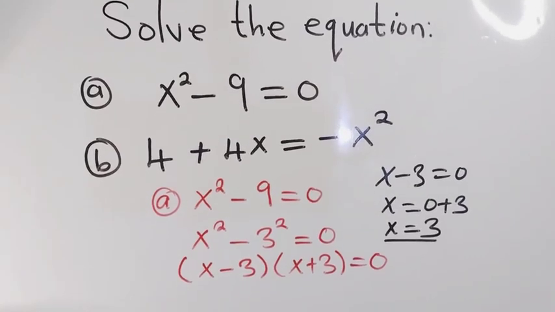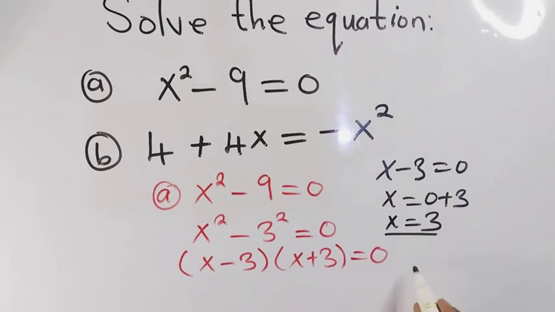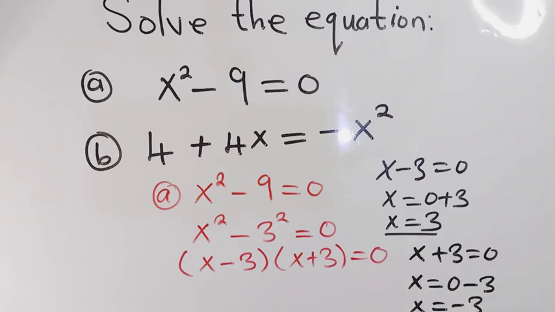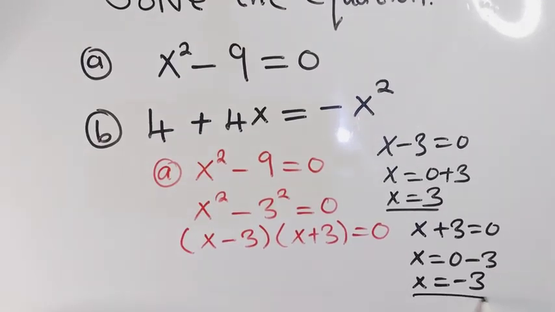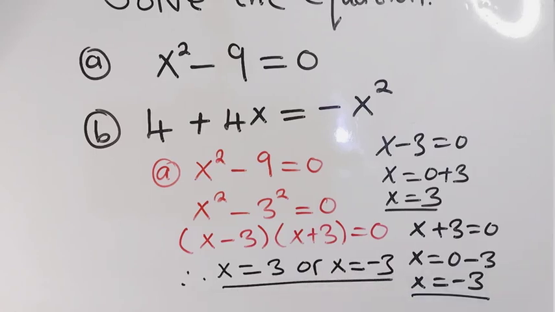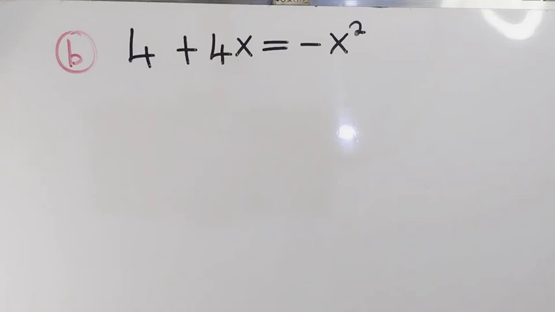Then to find the second value of x, we are going to get this one: x plus 3 is equal to 0. So x is equal to 0 minus 3. So x is equal to minus 3. This is our second value of x. So our final answer, we can say, therefore, x is equal to 3 or x is equal to minus 3. This is our answer.